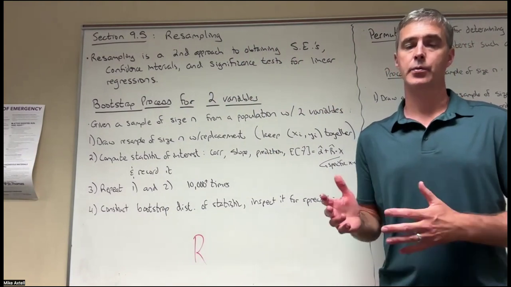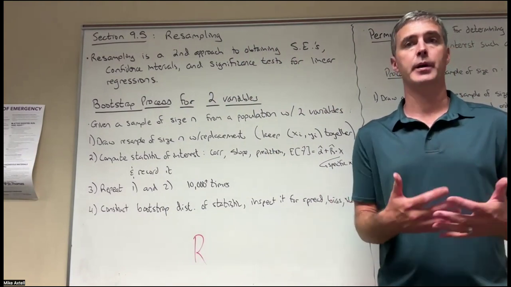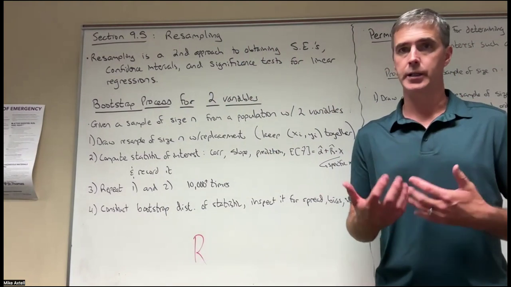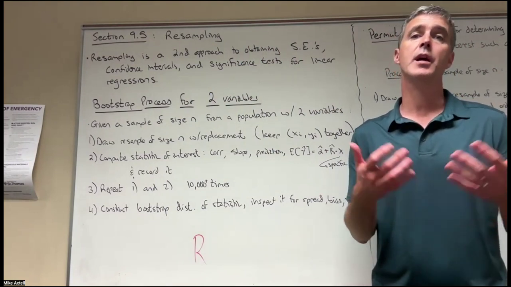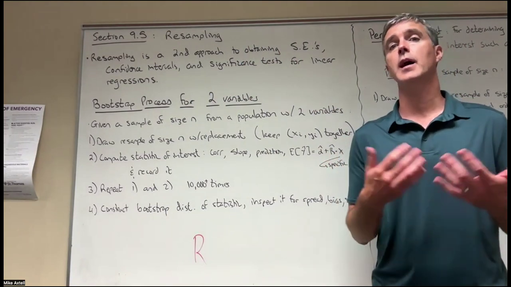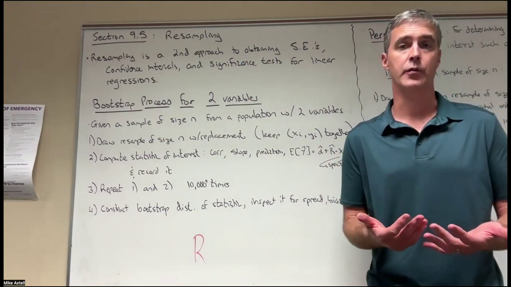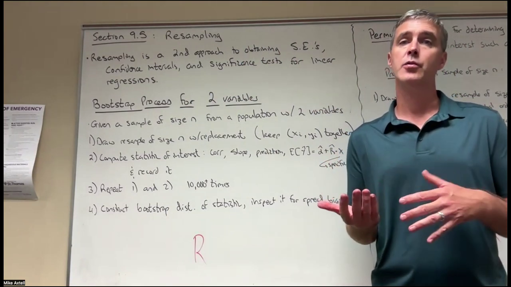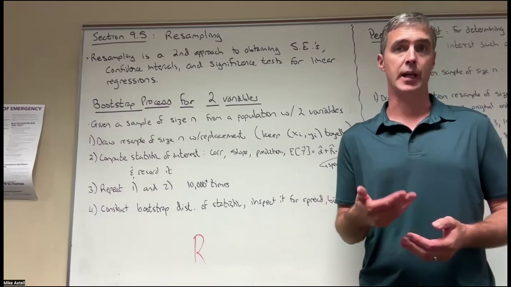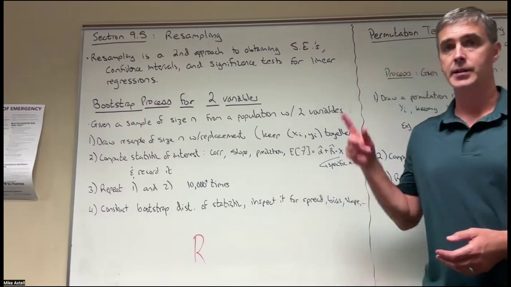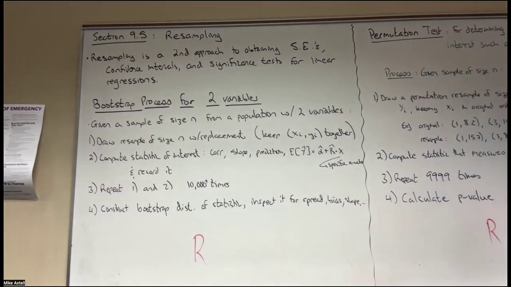In sections 9.3 and 9.4, we built up this theoretical framework using t-distributions and assumptions of normality to figure out, well, what's the confidence interval for beta hat, or what's the confidence interval for the expected value from the model? Now we're going to use a radically different approach to answering some of those same questions. So why don't you pause, copy this panel down, and then press play.